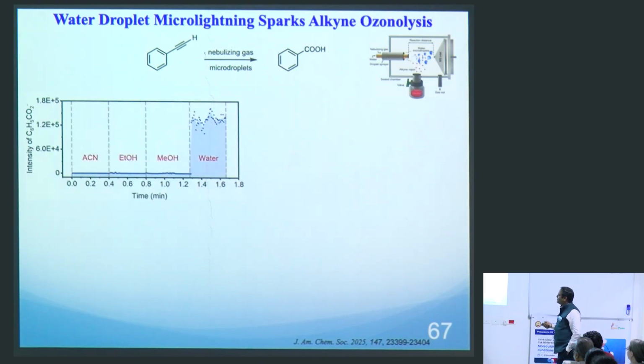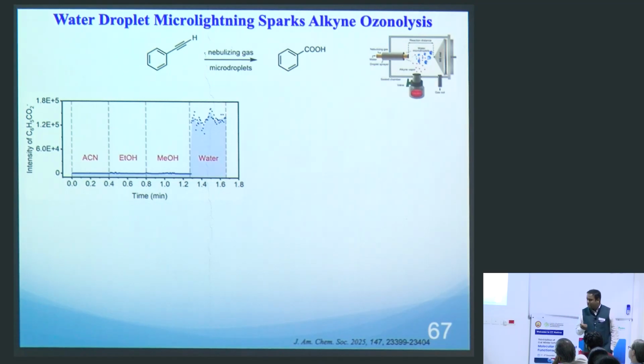But by using the microdroplet method, we took the alkyne in the chamber and then just opened the alkyne. The boiling point of the alkyne is too low, so it evaporates, and then we manually created the micro lightning here. The lightning will break the carbon-carbon triple bond, and we are able to get benzoic acid.